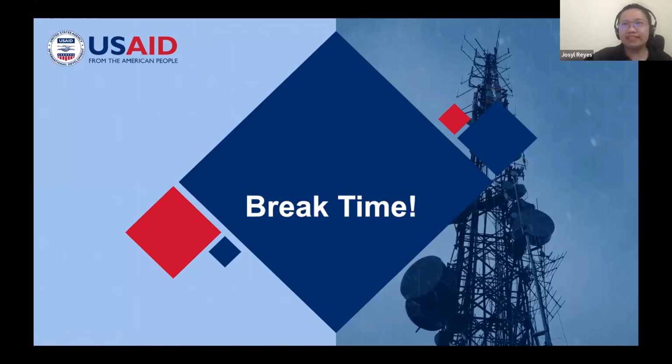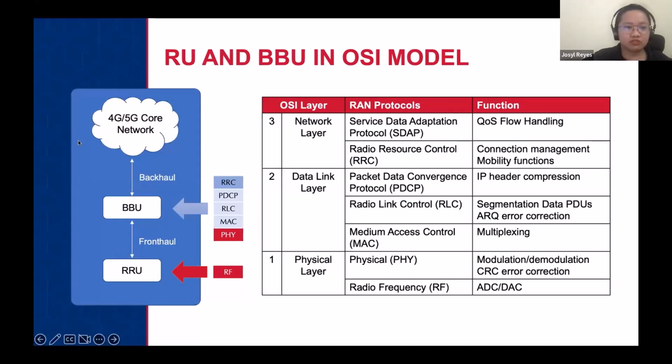Okay, so continue po natin yung discussion sa ating course, for today or ating webinar for today. Here, in the next few slides, we will go over in detail the different parts of the RIC. Before that, we first have to go over a review of the RU and BBU in the OSI model. So we are already familiar that the BBU and RU are split parts, baseband unit and remote radio unit. They're connected using the front haul interface. So which front haul interface? It depends on the assigned protocols, which we will see later when we discuss the functional splits.